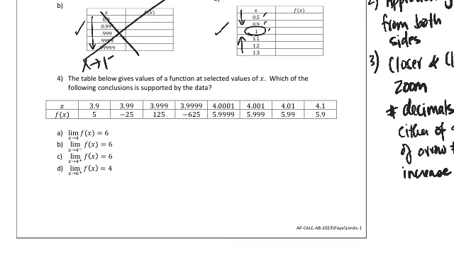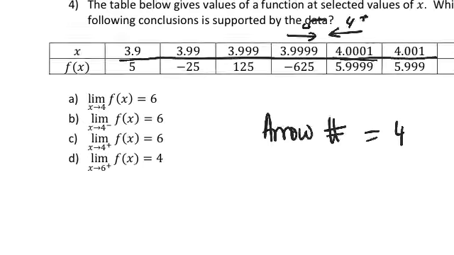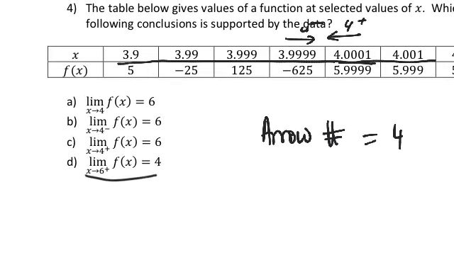Number 4, the table below gives values of a function at selected values of x. Which of the following conclusions is supported by the table? So once again, be really clear which one is x and which one is y. So take a look at what x is doing. X is here. It is approaching 4, right? Approaching 4. And then on this side, it's approaching 4 as well. So we're approaching 4 from the right and the left. So the arrow number is 4, right? So let's make sure that we only consider those. This one's out, right? Because the arrow number is not 6.